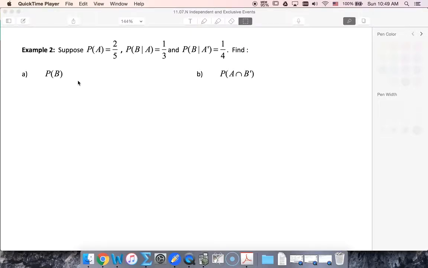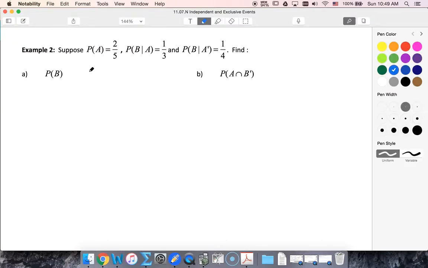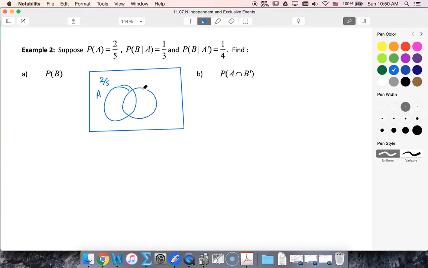Right, this one looks a little bit tricky with all of our given formulas. So let's start with what we know. I'm going to start first of all by thinking about a Venn diagram. So I know that the probability of A is 2/5. So this whole circle must be 2/5 if this is my A. So that's the probability of that whole circle is 2/5.